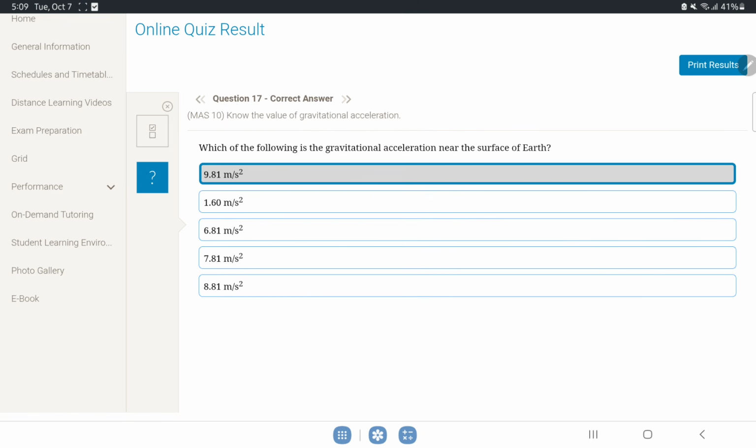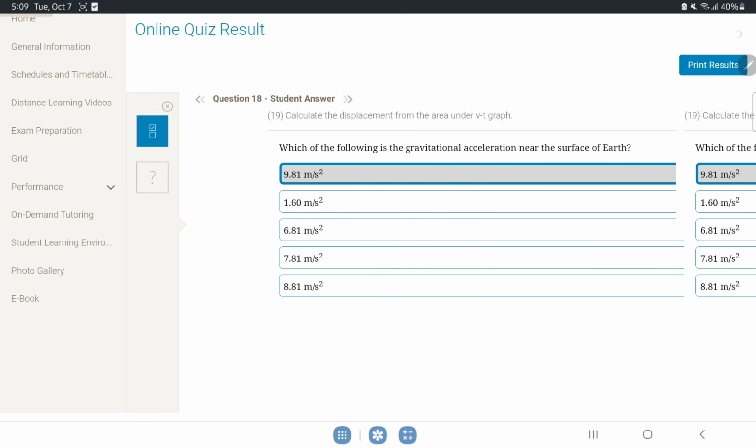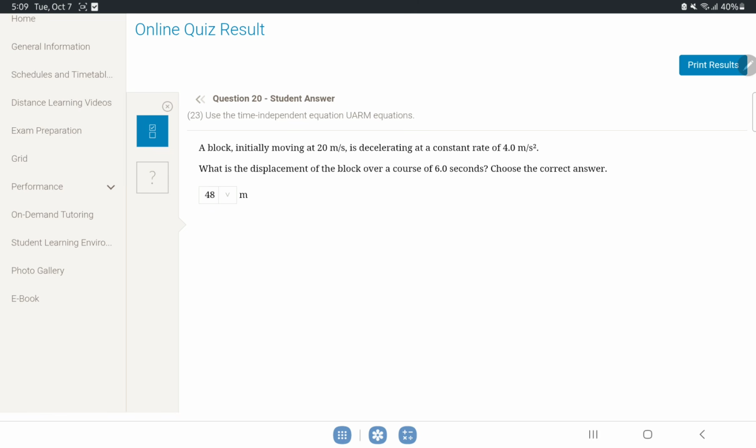This is the last question, okay, this is an easy question. What is the gravitational acceleration near the surface of the Earth? 9.81. These questions are repetitions of previous questions in the quiz, so we don't need to do them.